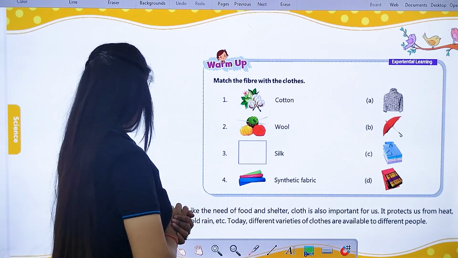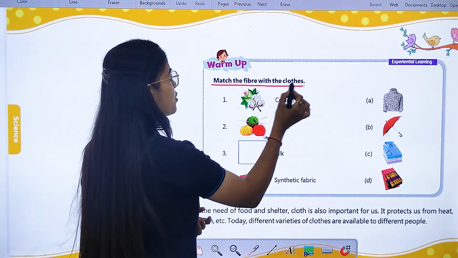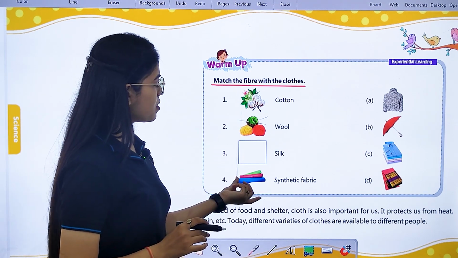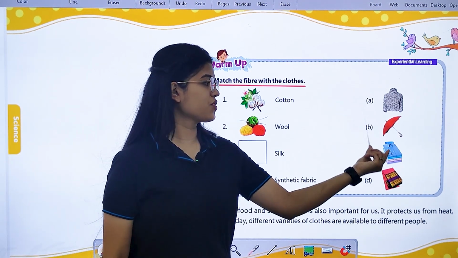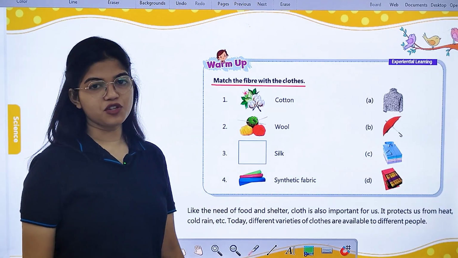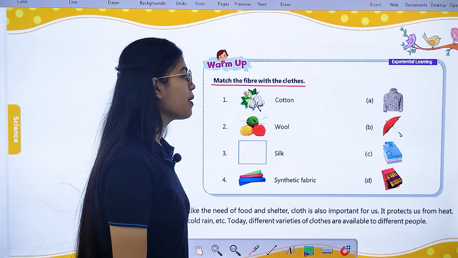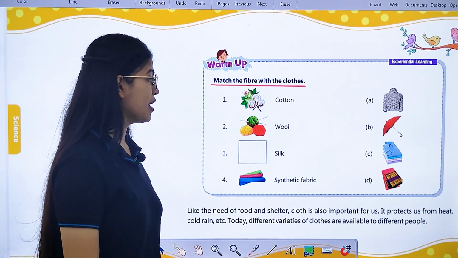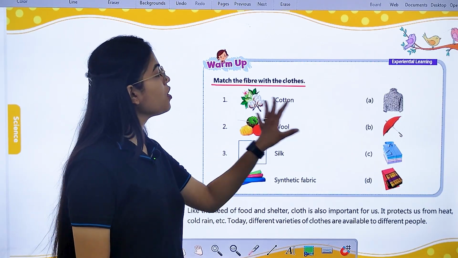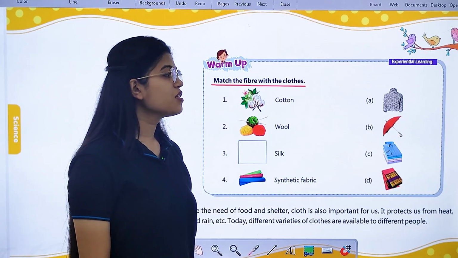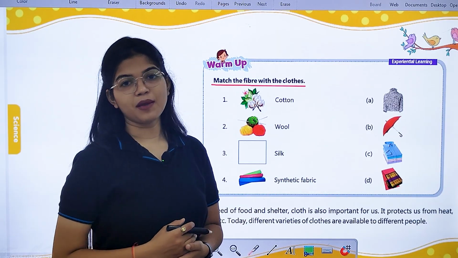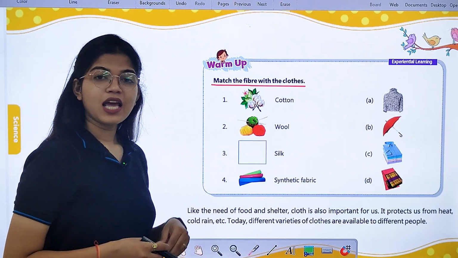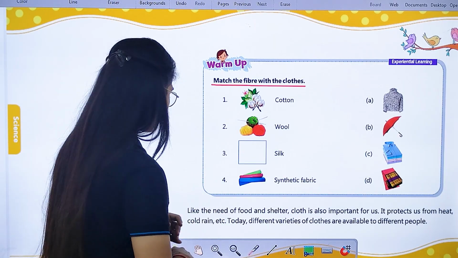See students, first of all, they have given you an activity where you have to match the fiber with the clothes. Here, these are the fibers, and the clothes which are made from the fibers have been given to you. You have to match the fiber with the correct type of clothes of which it is made. Before doing this activity, first of all, learn about the fibers and the uses of any particular fiber, and then you can do it on your own also.